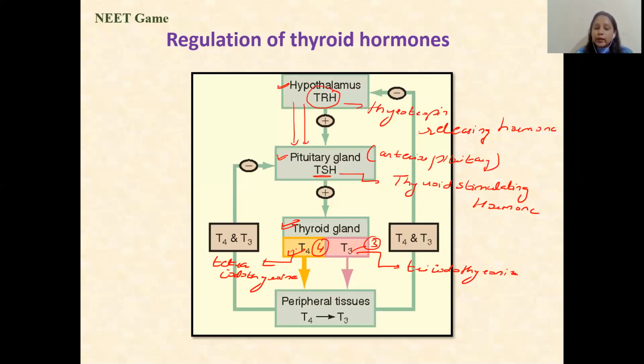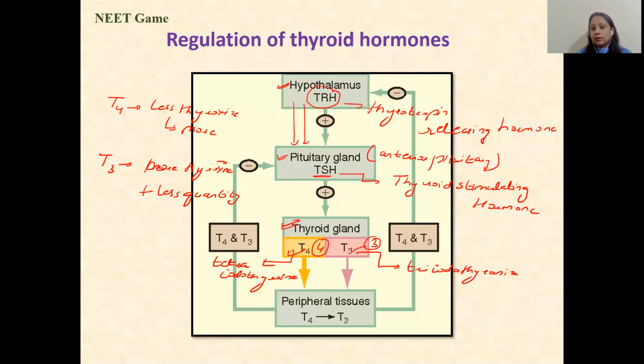Now, first of all, it is important for you to understand that T4 has very little thyroxine activity, but it is produced in more quantity compared to T3, which has more thyroxine activity but is produced in less quantity. T4: less thyroxine activity, produced in more quantity. T3: more thyroxine activity, but produced in less quantity.